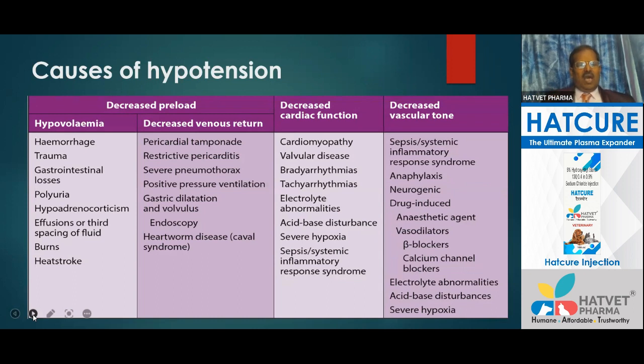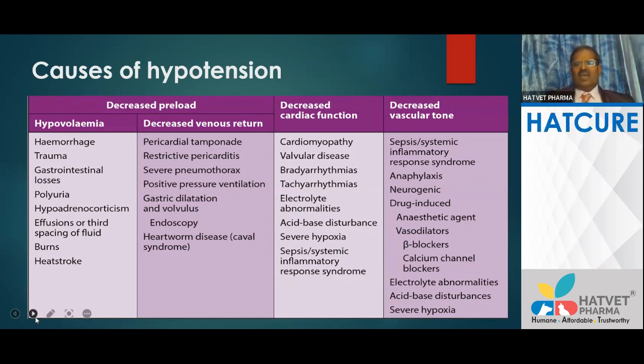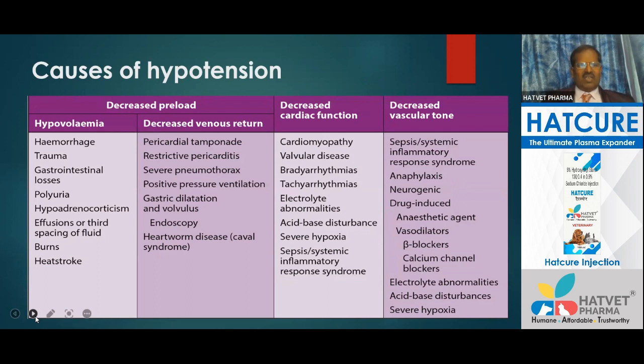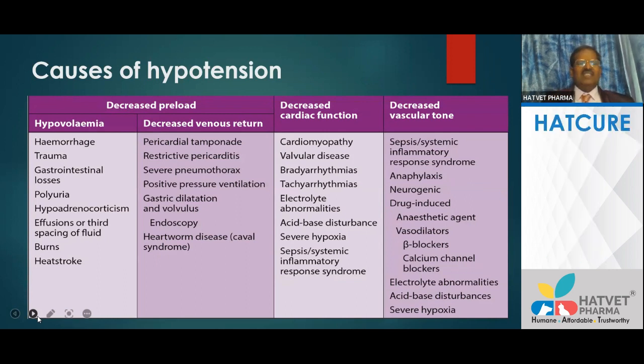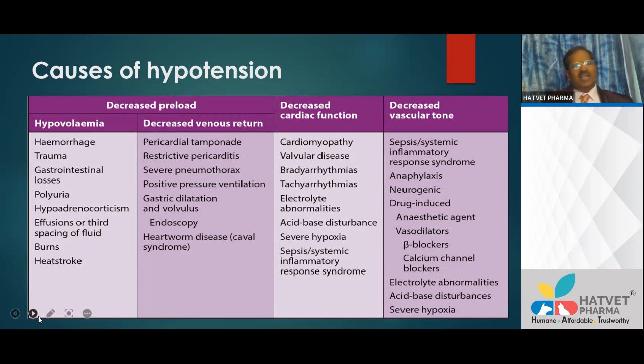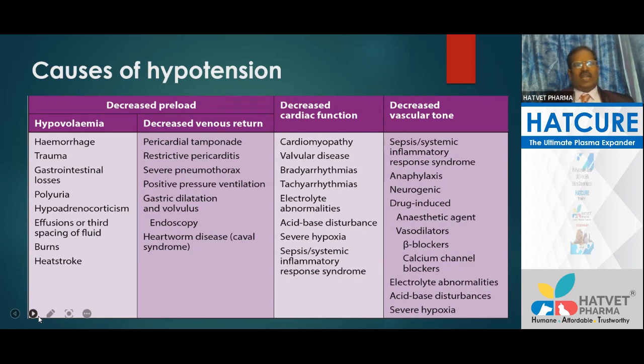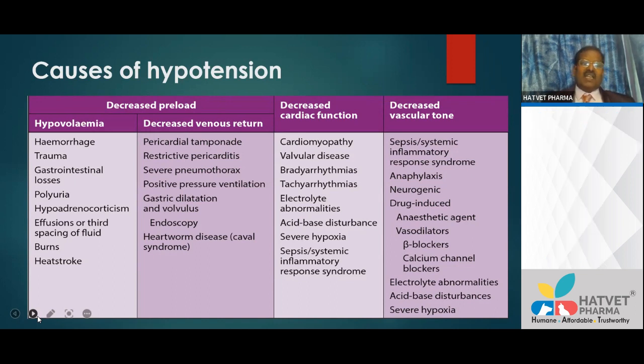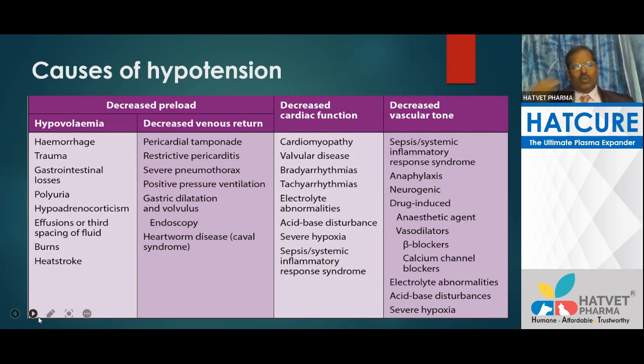Causes of hypotension: decreased preload can be caused by hypovolemia. It can be due to hemorrhage. Hemorrhage, we all know, can be due to an accident. It can be a blood vessel rupture due to vasculitis caused by an organism. Trauma, naturally automobile accidents or high-rise syndrome. Gastrointestinal losses, which can be due to vomiting and diarrhea. Polyuria, we all know, is excessive urination. Hypoadrenocorticism, third spacing of fluid, accumulation of fluid. Burns, and heat stroke due to heat.